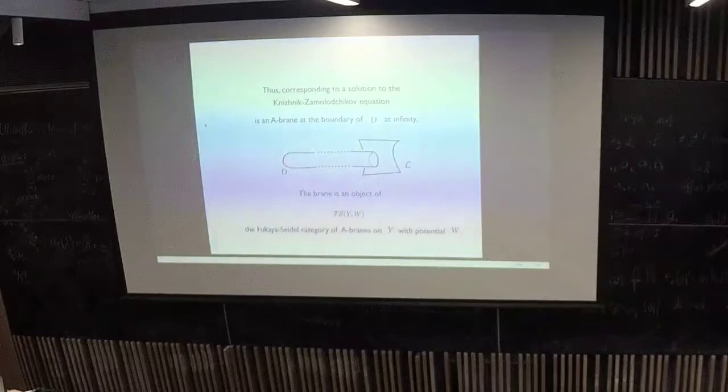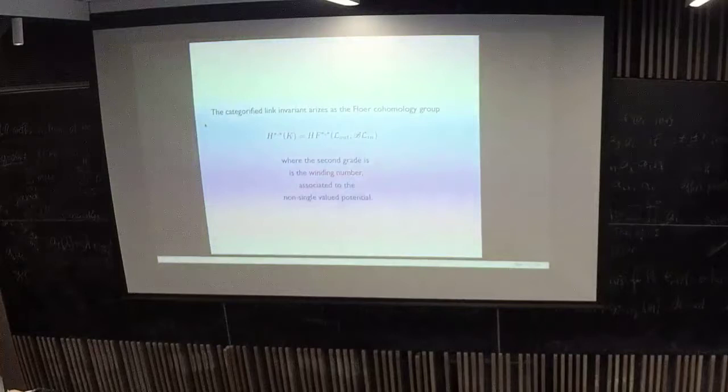Which solution of one of the Knudsen symbological equations you get is a choice of A-brane at infinity. And this A-brane is an object of a categorical category of A-branes on Y, of A-branes in the Landau-Ginzburg model on Y with potential W. So the categorical link invariants then are cohomology groups. So you get a theory which is bigraded.